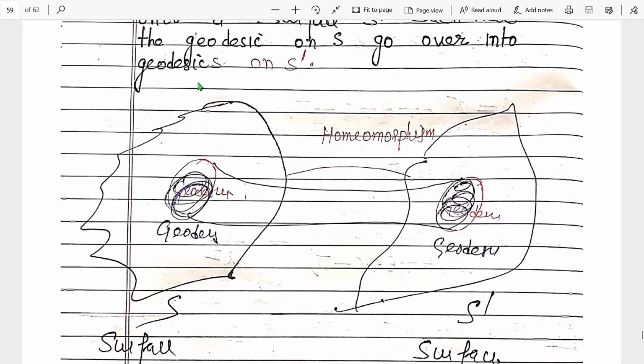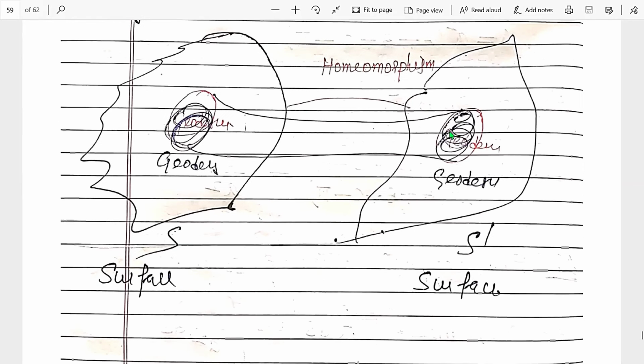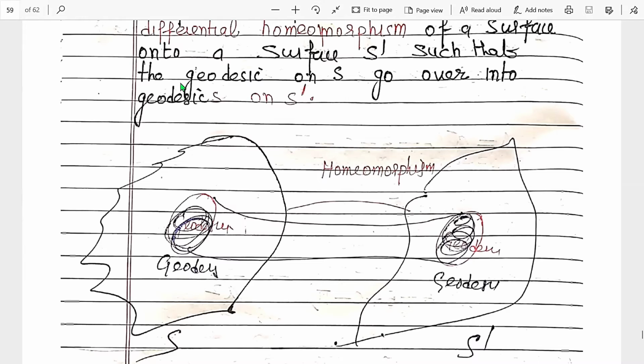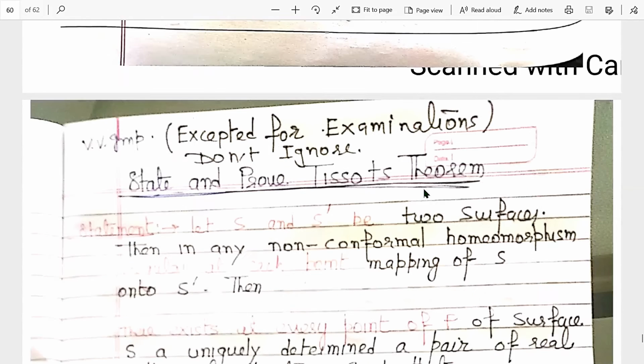The geodesics on S go over into geodesics on S dash. Clear? So that is go over, such that the geodesics on S go over into geodesics on S dash. Clear?